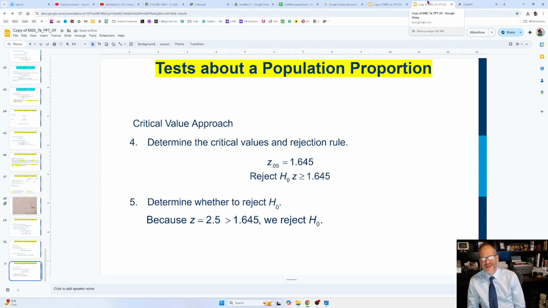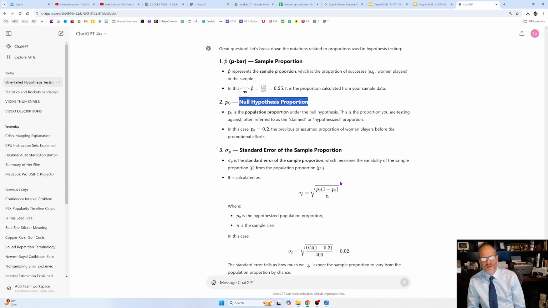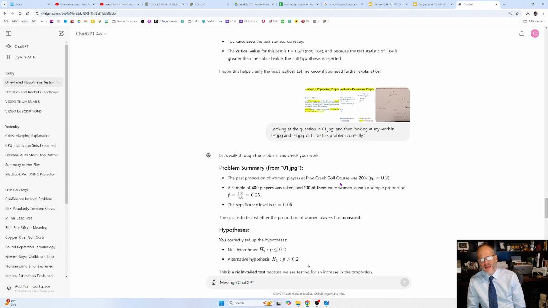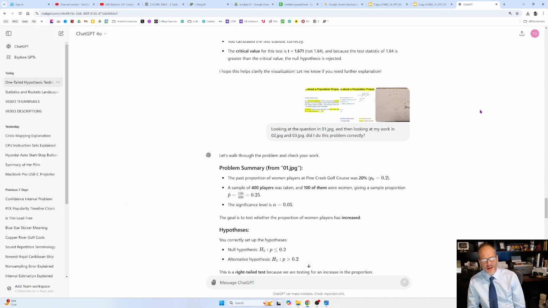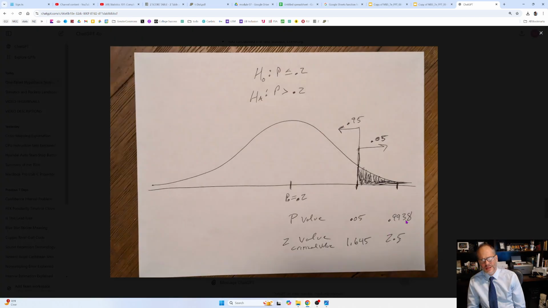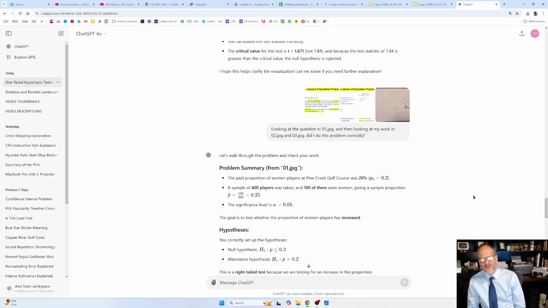It takes some work. And the one other thing I want to share with you is that after I calculated everything, here's the example that we're going to do about the women golfers. And then here's that page I created with the formulas and putting in my null hypothesis, my alternative hypothesis, all that stuff. Well, there it is right there. And then I uploaded this image with 0.9938. And I said, hey, can you check my work?